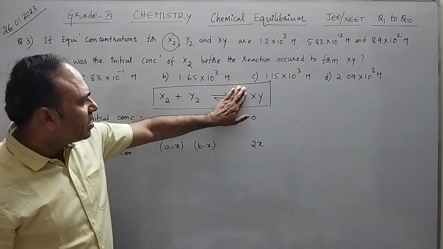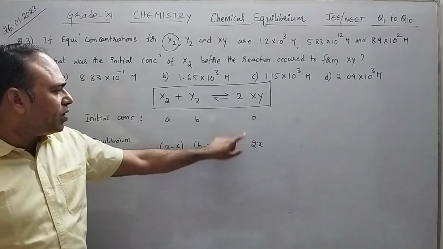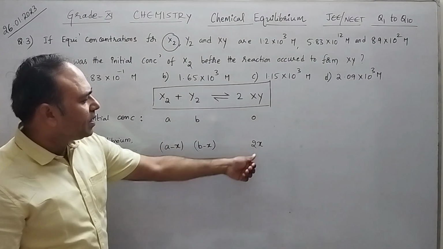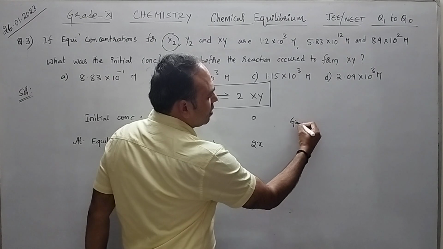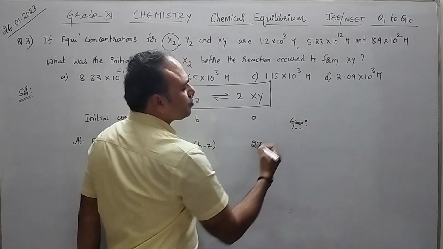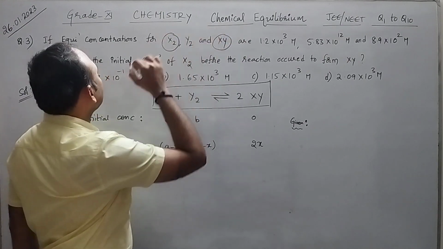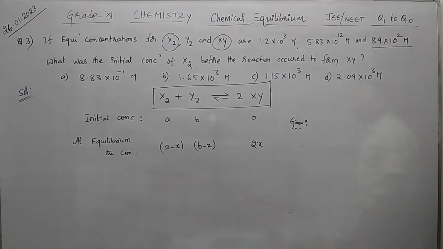If it is xy alone, you can take it as x, but the coefficient is 2, hence you write it as 2x. So at equilibrium the concentration of product will be 2x. An important thing here is that they have given the concentrations. So what is the concentration of xy at equilibrium?